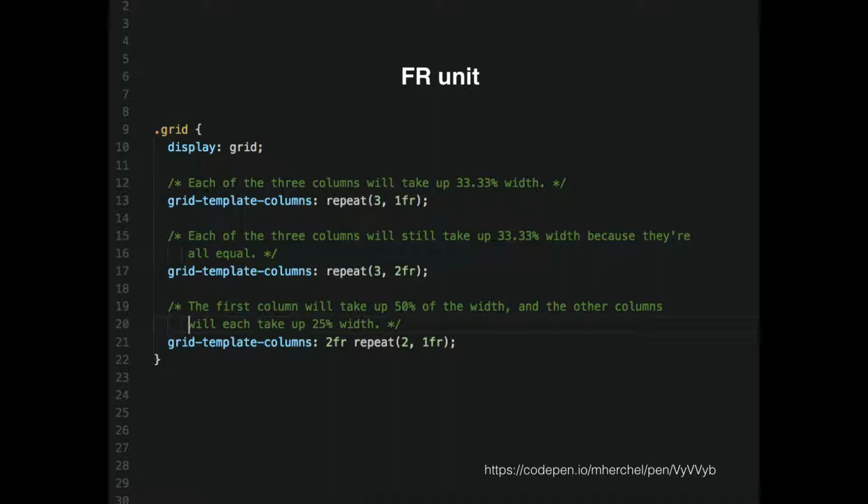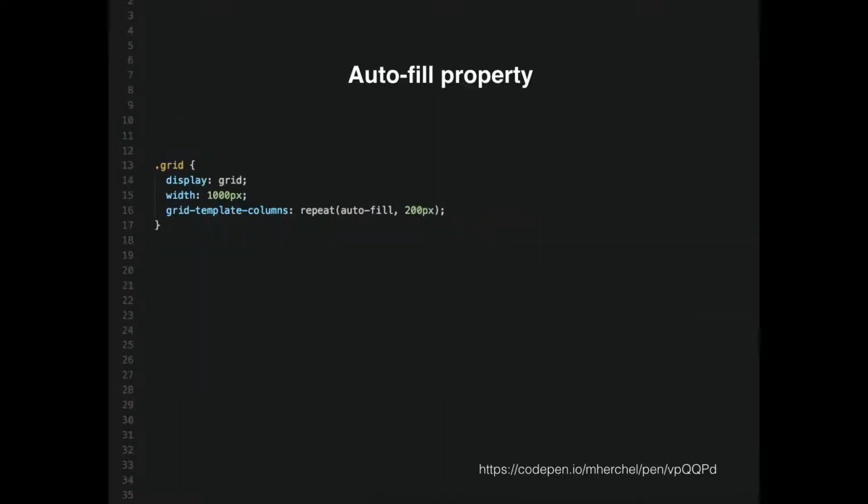In this case, you can see I have one column with 2 fraction units, and then I have 2 columns, each with 1 fraction unit. So you have a total right here of 4 fraction units: 1, 2, and then there's 2 of these, 3, 4. So this will end up taking 50% of the width of the grid, and then each of these columns will take up 25%. Does that kind of make sense? Good.